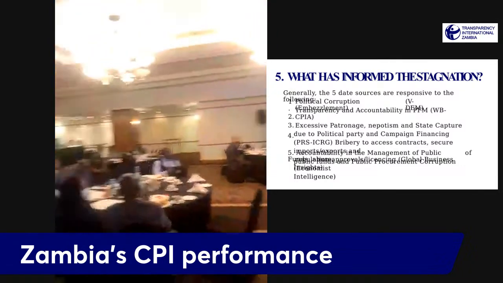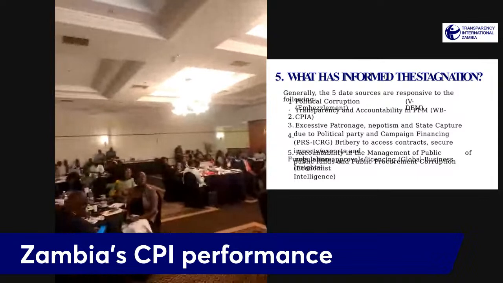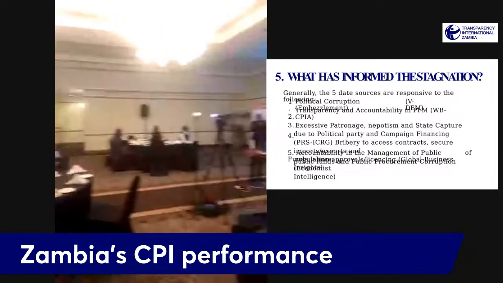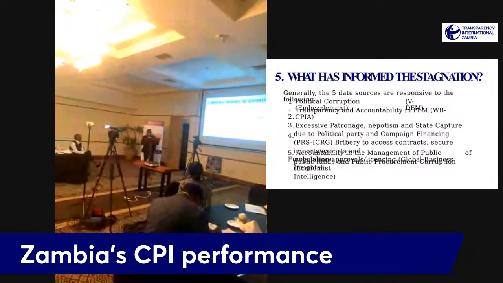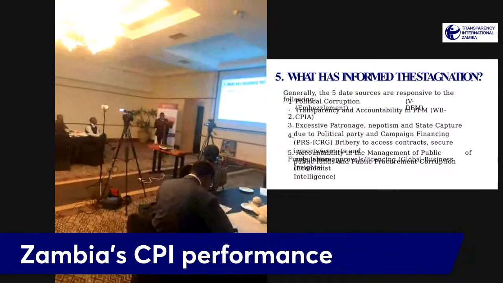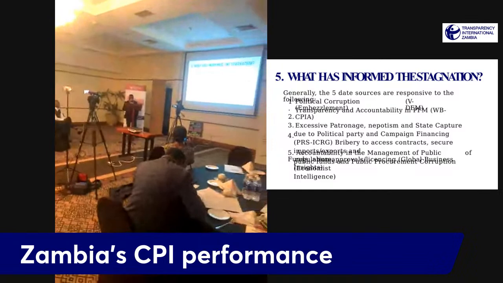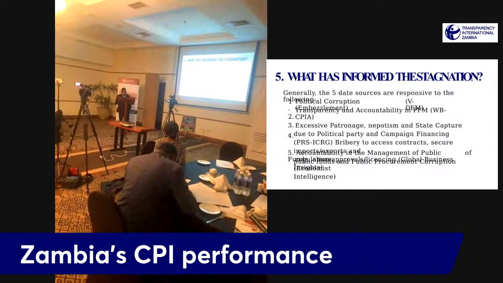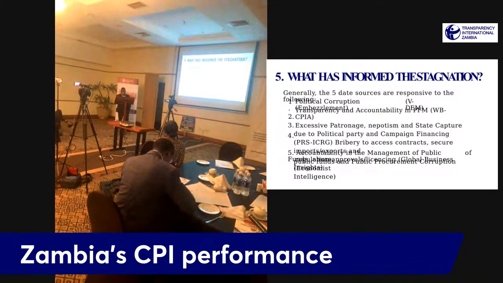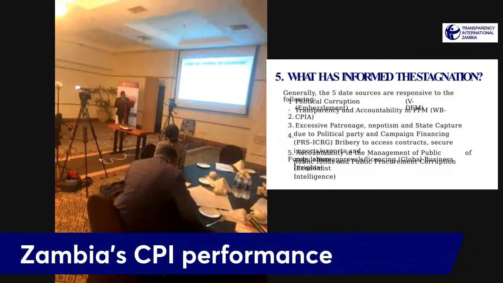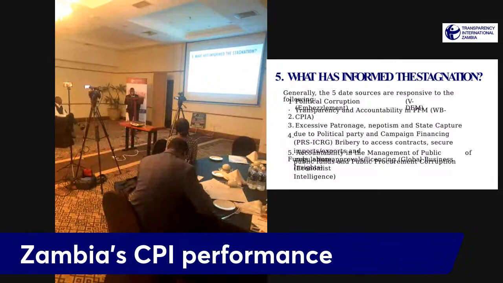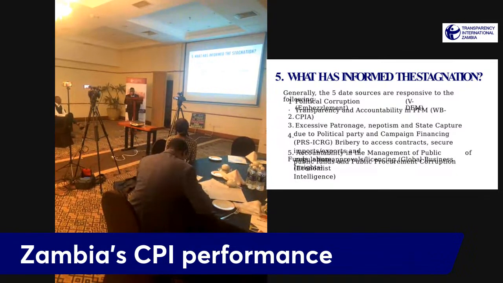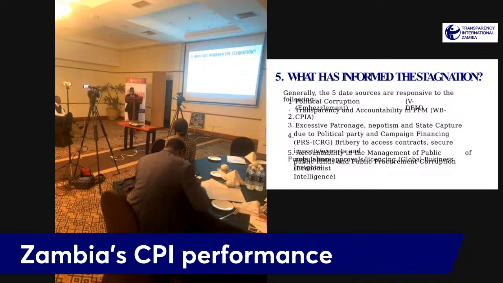So let me now make the stagnation conclusion. The 2022 CPI has stagnated at 33 out of 100 due to limited government and stakeholder action to address public procurement corruption, bribery in the private sector, and state capture on account of business interests funding political parties and campaigns. The score has also stagnated due to limited transparency and accountability in the management of public funds and the abuse of public funds. Thank you very much.